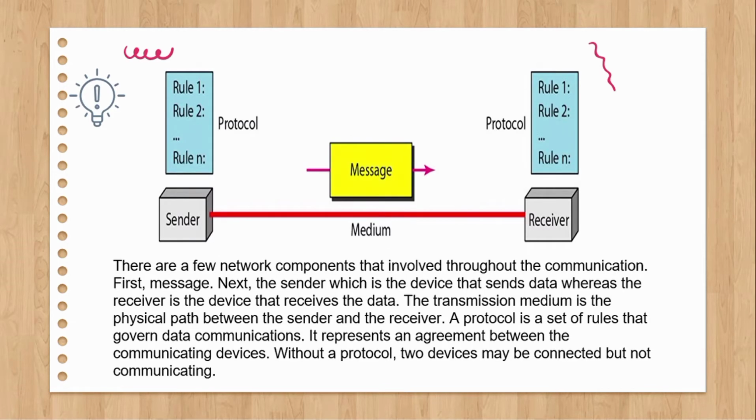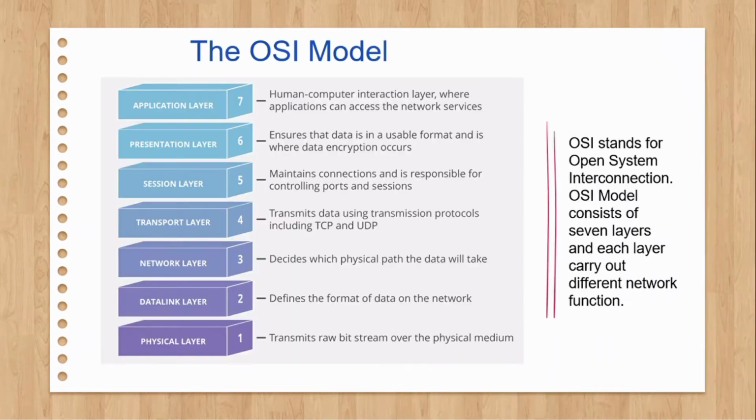There are a few network components that are involved throughout the communication. In this case, the lecturer's computer is the sender and the ULAN system server is the receiver. The transmission medium is the physical path between the sender and the receiver, for example, twisted pair wire, fiber optic cable, and radio waves. In this case, HTTPS is the protocol used to perform the lecturer's activities to access the ULAN system. OSI stands for Open System Interconnection.